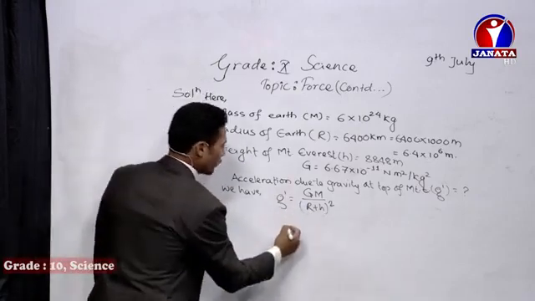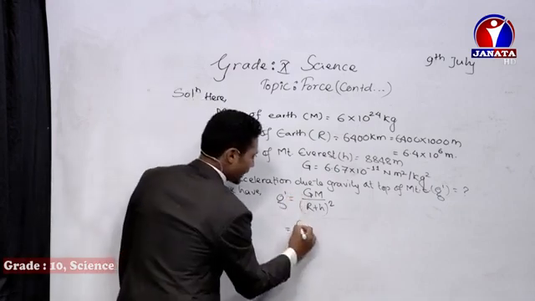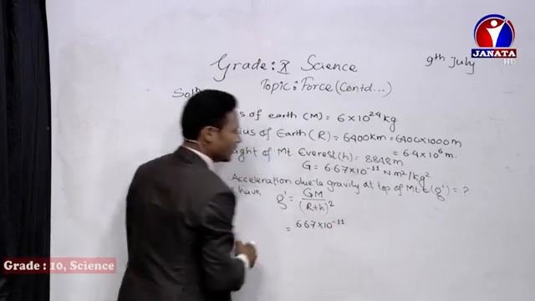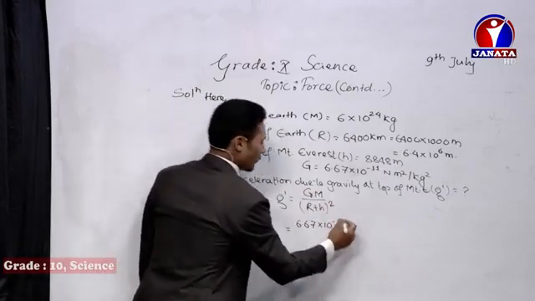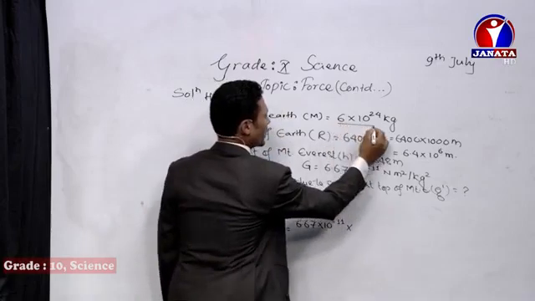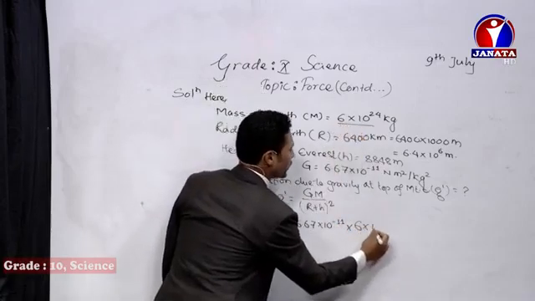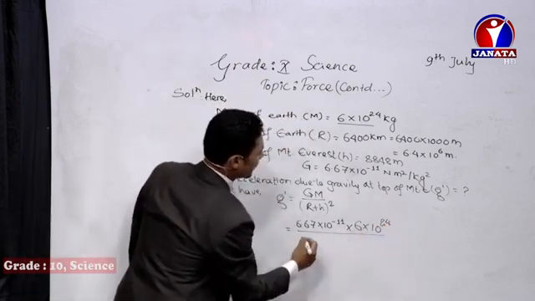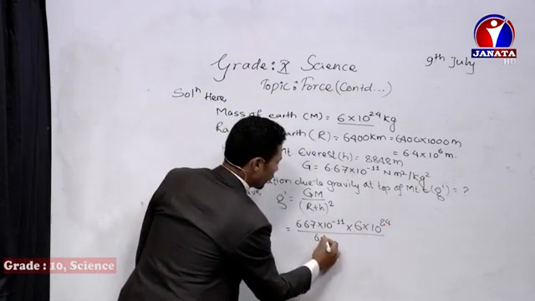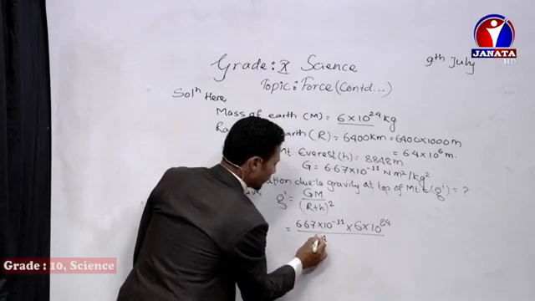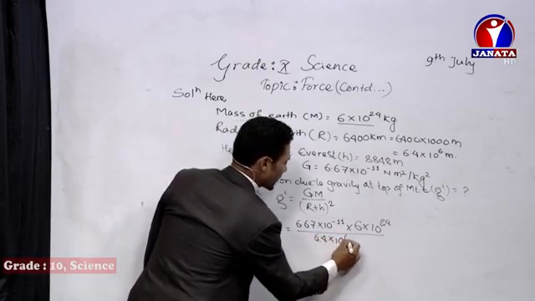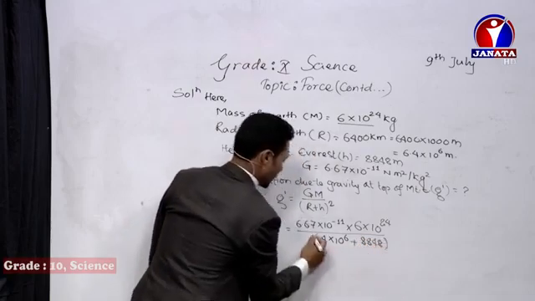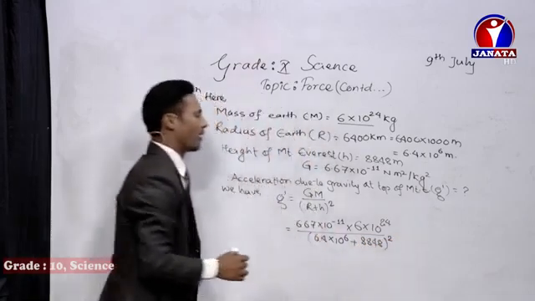So let's put the value of this. G is 6.67 into 10 to the power minus 11, right? And mass of earth, this one, is 6 into 10 to the power 24 kg, divided by R, which is 6.4 into 10 to the power 6 plus 8848 meter, to the square, right?